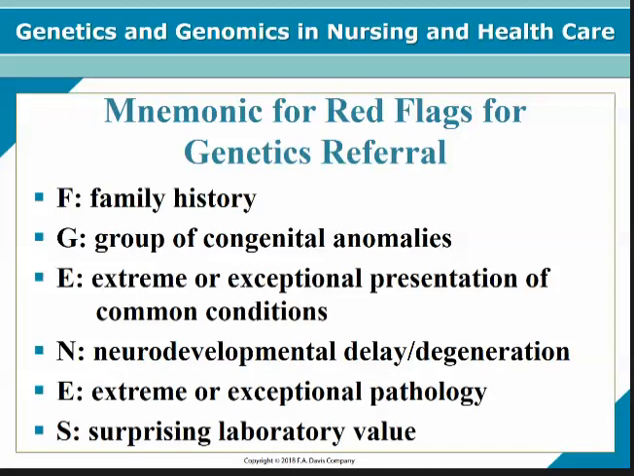E stands for unusual tissue histology, extreme or exceptional tissue pathology, like an acoustic neuroma, multiple colon polyps, or some other type of histological finding that might prompt you to think about something genetic. And S is a surprising laboratory value, so someone who's otherwise healthy that might have an extremely high cholesterol or bilirubin level, those would prompt you to think about a genetic referral.